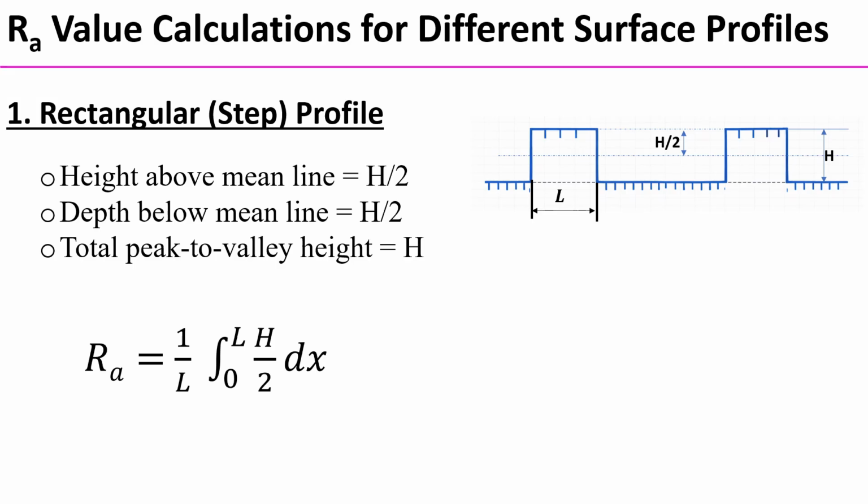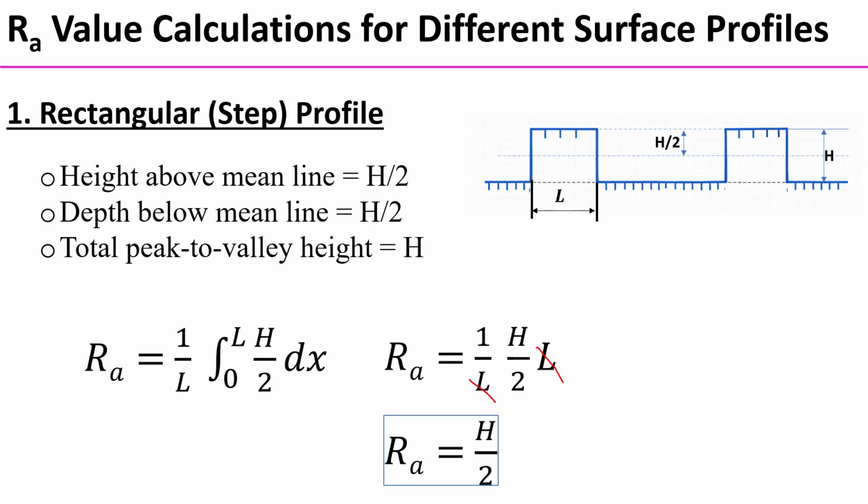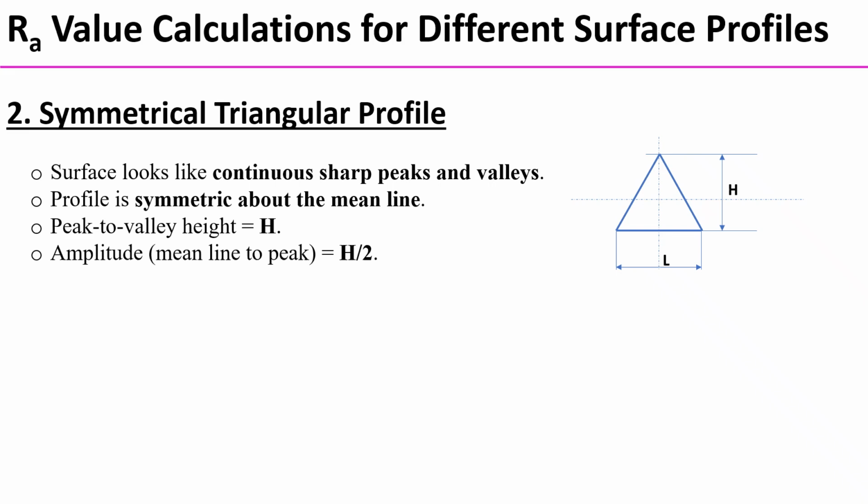Then Ra equal to 1 by L into the integration from 0 to L of H by 2 dx. This can be written as 1 by L into H by 2 into capital L, and the capital L will cancel. Then Ra equal to H by 2. So the Ra value for the rectangular profile is H by 2, where H is the total peak to valley height. Next we will discuss the symmetrical triangular profile.